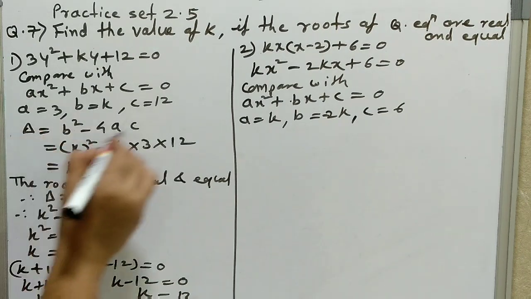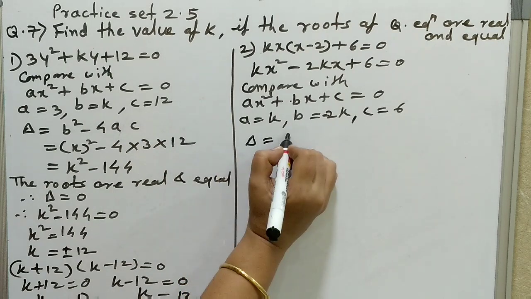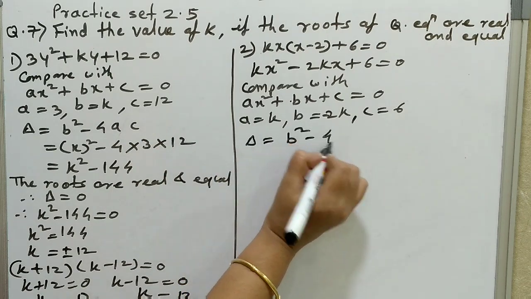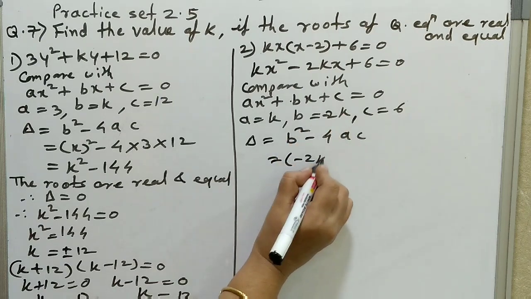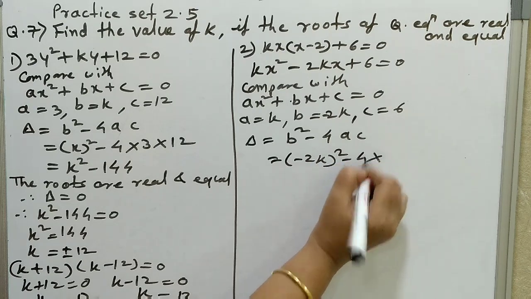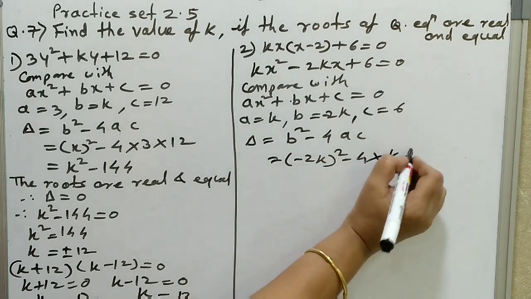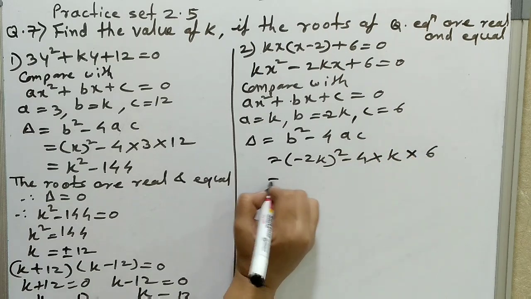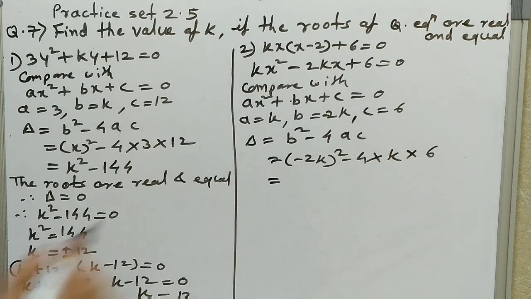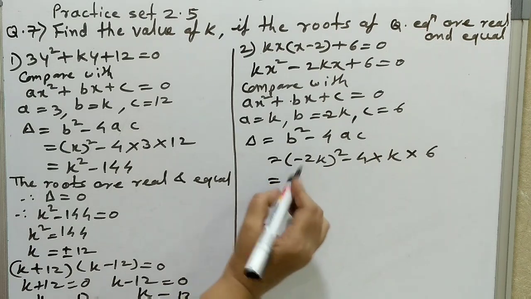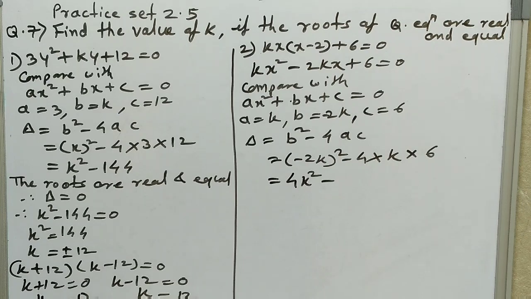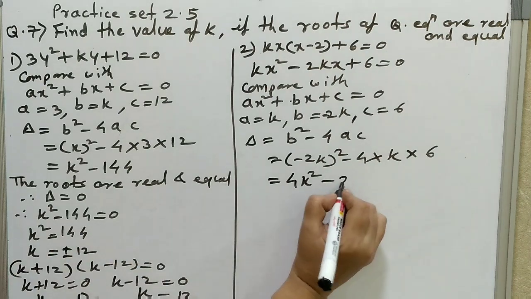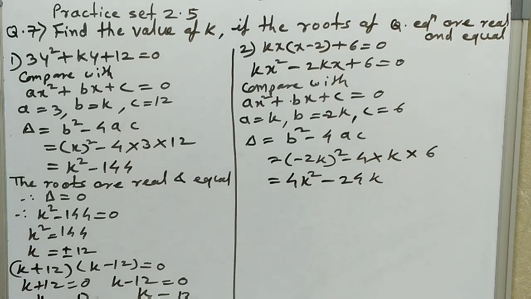Now first we find out value of discriminant. Delta is equal to b square minus 4ac. So value of b is minus 2k, so minus 2k whole square minus 4 into value of a, k, and value of c, 6. So minus 2k square, 2 square 4, minus minus plus. So 4k square and minus here 4 into 6, so value is 24, so 24k. So here also the roots are real and equal.